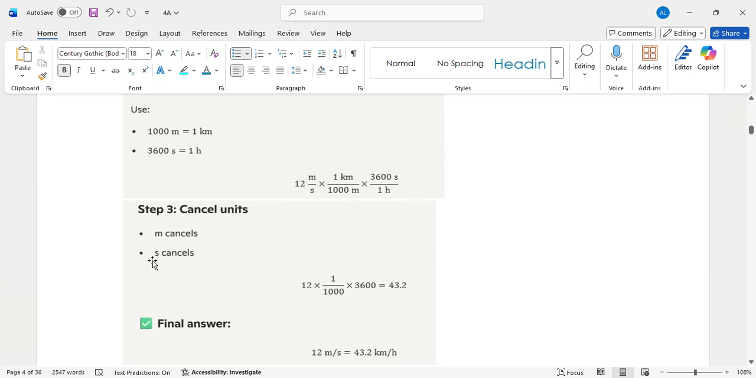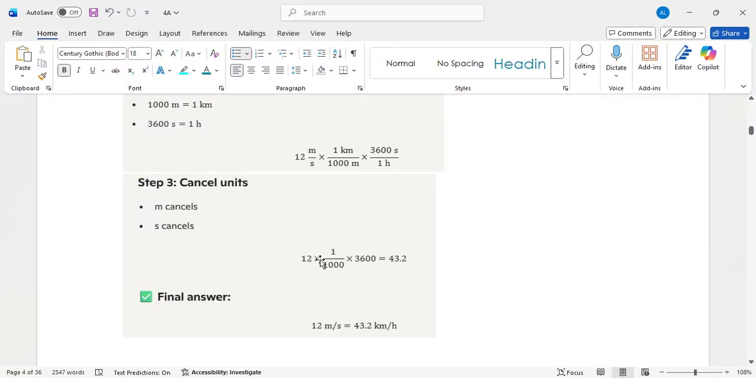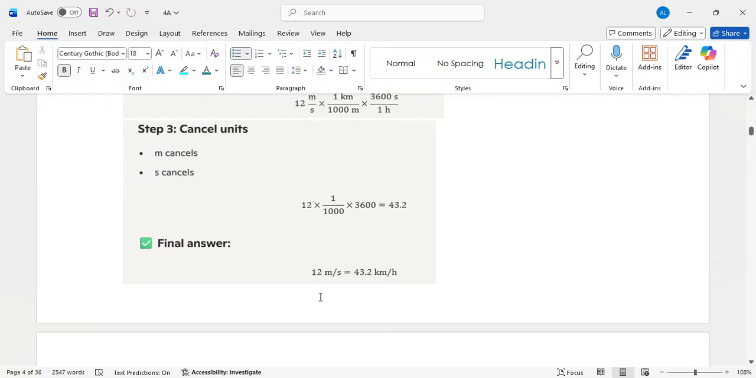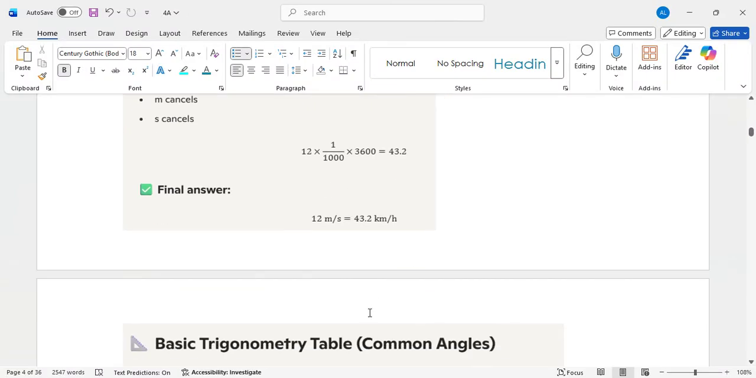So meters cancel and seconds cancel. Now we have 12 times 1 over 1,000 times 3,600. All you have to do is just cancel 2 zeros: 12 times 36 by 10. So now we have 43.2. That's 43.2 kilometers per hour.